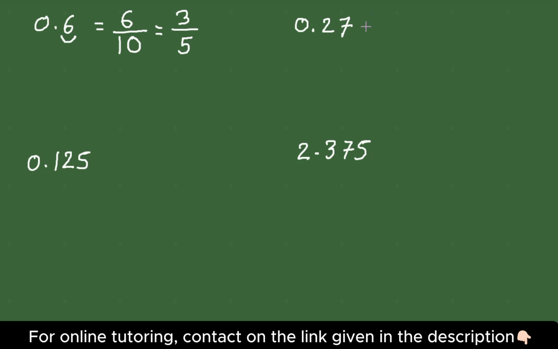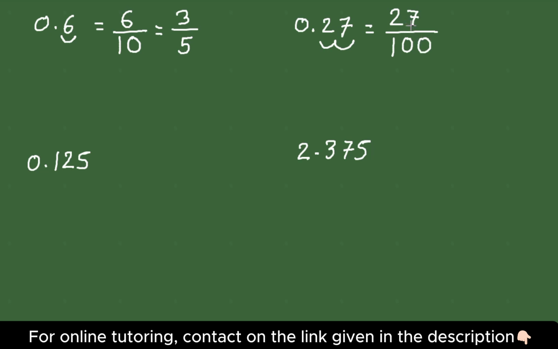Now let us convert 0.27. Write the number without the decimal point in the numerator. So 27. Write only 1 in the denominator. Now look at the decimal number. How many decimal places are there? There are 2 decimal places. So write 2 zeros after 1.